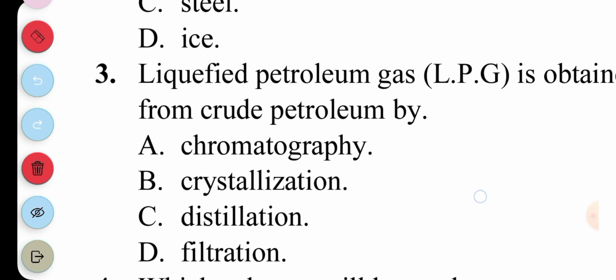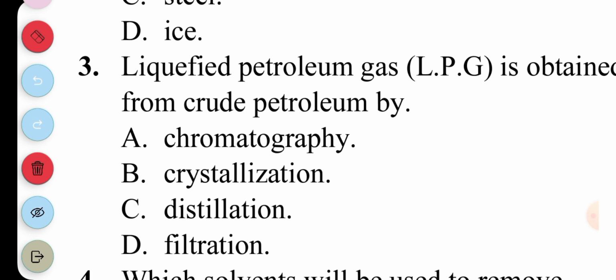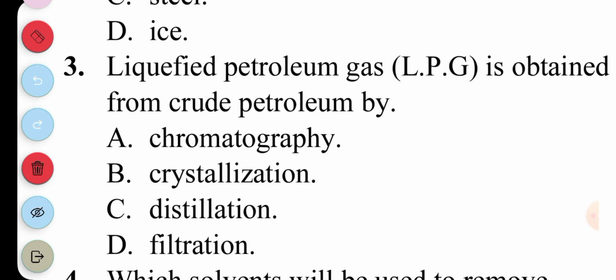Question 3. Liquefied petroleum gas is obtained from crude oil by A. Chromatography, B. Crystallization, C. Distillation, D. Filtration. The answer to question 3 is C. Distillation.